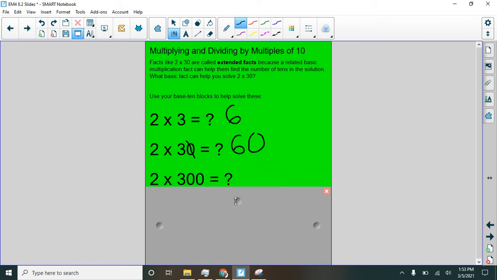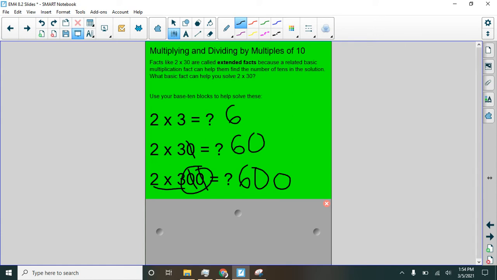But what if we cross off 2? 2 times 300. 2 groups of 300. And you're probably thinking 600. You're probably right. Watch. Cross off, cross off. Here's our fact, our basic fact, our help fact. 6. And then I crossed off 2 zeros, so I have to put them back. So we have 6, 60, and 600.